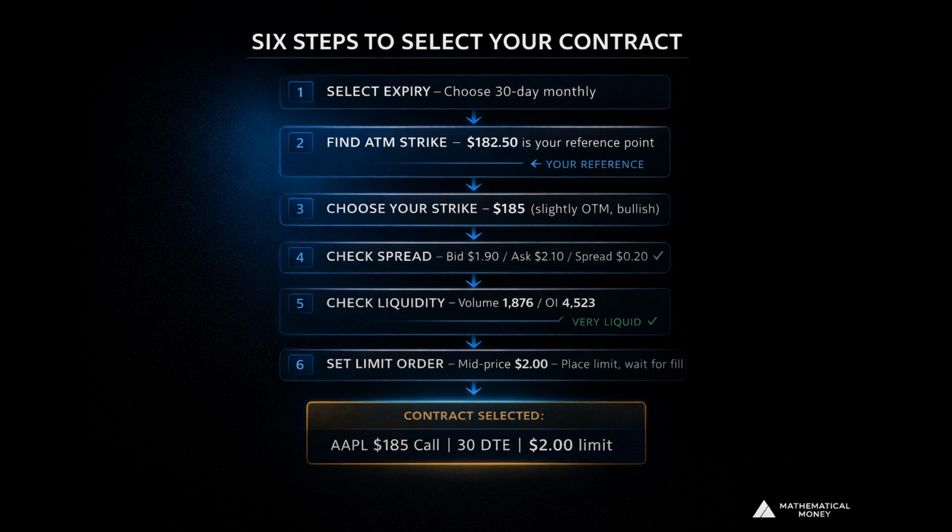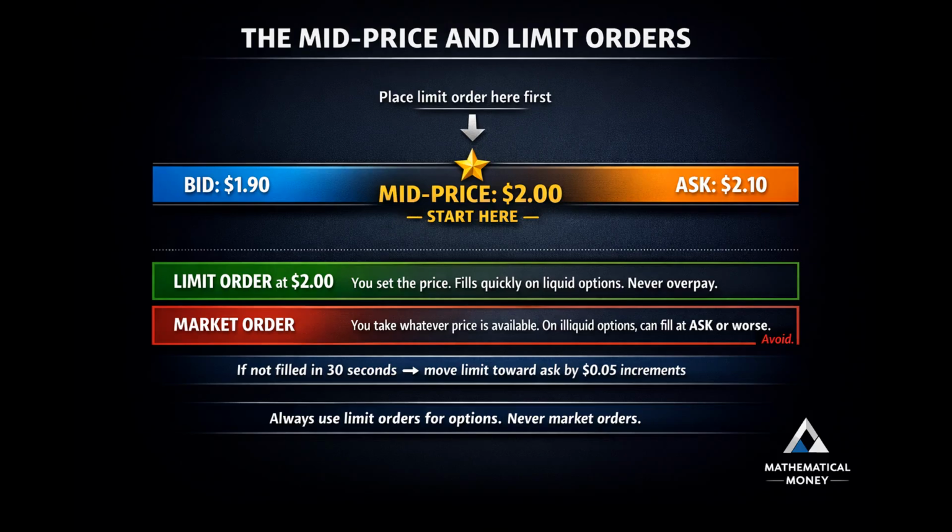Step 5. Check volume and open interest. 1,876 volume for 4,523 open interest. Very liquid. Step 6. Decide your entry price. You can pay the ask, $2.10, to fill immediately. Or you can place a limit order at the mid-price, $2 even, and wait for a fill. That is the full selection process. 6 steps every time. The mid-price is the most practical entry point for most trades. The mid-price is simply the midpoint between the bid and the ask.